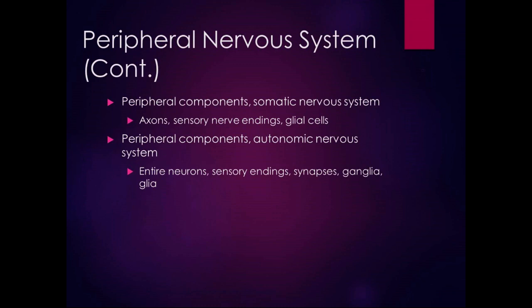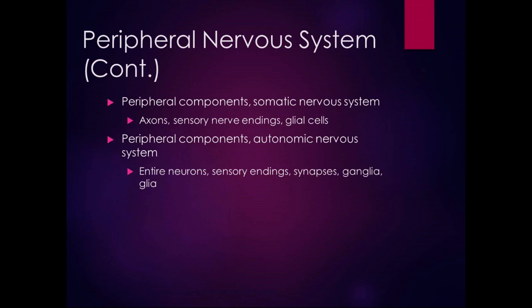So the somatic nervous system is all the sensory and motor system that we use in the periphery, and the autonomic nervous system is the sympathetic and parasympathetic nervous system, and we'll talk about all of these in vivid detail.